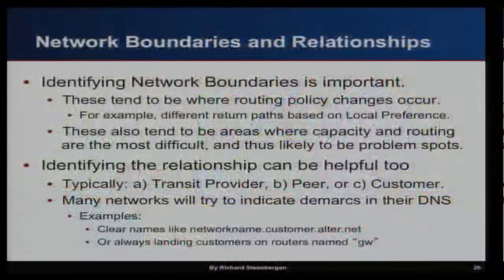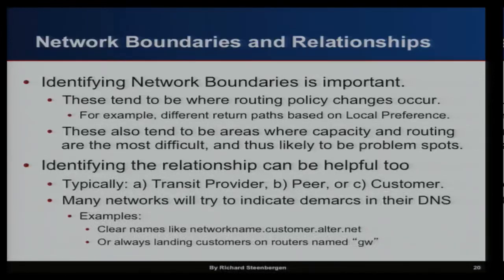And it also tends to be the area where capacity and routing are difficult. Those are the areas where one of us may be paying, one of us may be waiting on the other one to upgrade a peering circuit. And so it typically tends to be easier to fix yourself to yourself than it is yourself to some other third party.